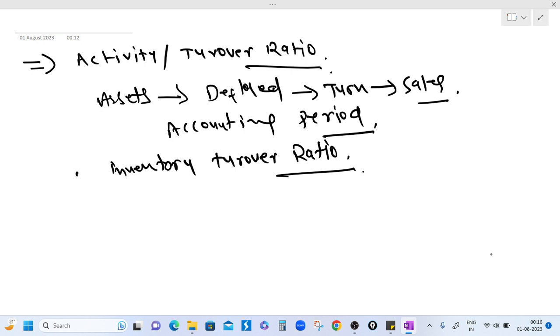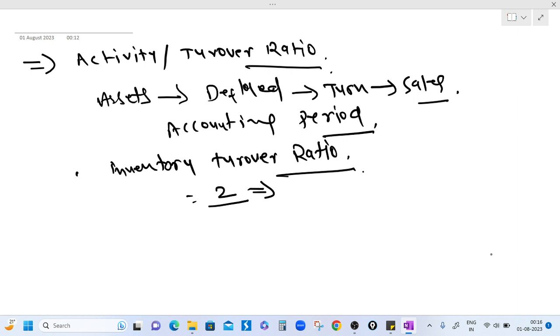For example, if the inventory turnover ratio comes to two, it means during a year inventory entered the business two times. The process is buying the inventory, putting it into the warehouse, from the warehouse it goes into production activity, then into sales, and then it is revenue. So two times inventory can be converted into sales. If it is three, then three times inventory can be converted into revenue.